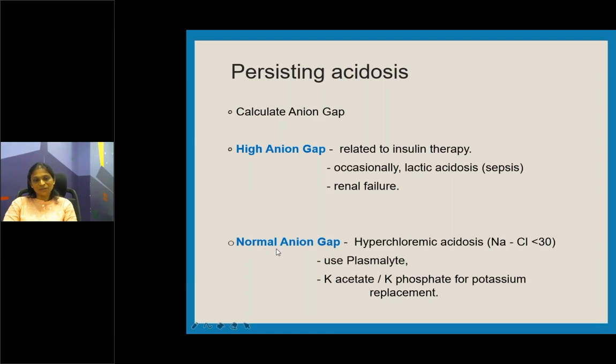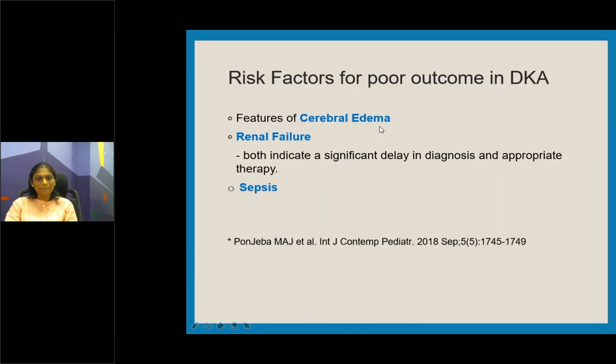When there is a normal anion gap, this acidosis is because of hyperchloremia. And this we can identify using a simple formula: sodium minus chloride, if the difference is less than 30, then there is hyperchloremia. In such a situation, we switch over to Plasma-Lyte from 0.9 NS, and we can also replace the potassium as potassium acetate or potassium phosphate instead of potassium chloride. Usually this hyperchloremic acidosis settles within 4 to 8 hours of change of fluid.